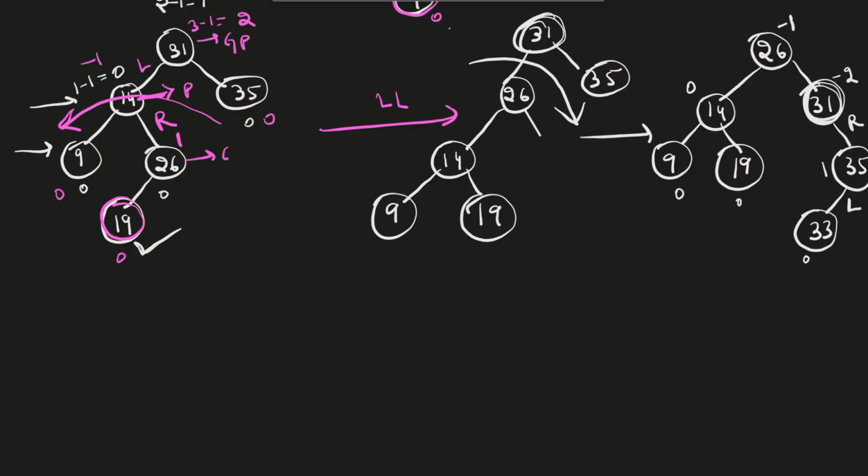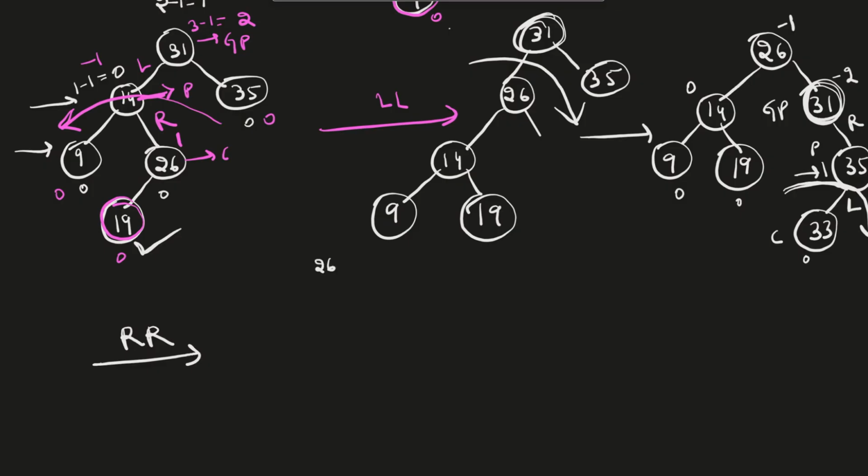So, RL problem. To solve RL, what do we need to do? We need to convert it into RR. At parent, we need to do simply right rotation. This is the child, this is the parent, this is the grandparent. So at parent we need to do right rotation to convert it into the form of RR.